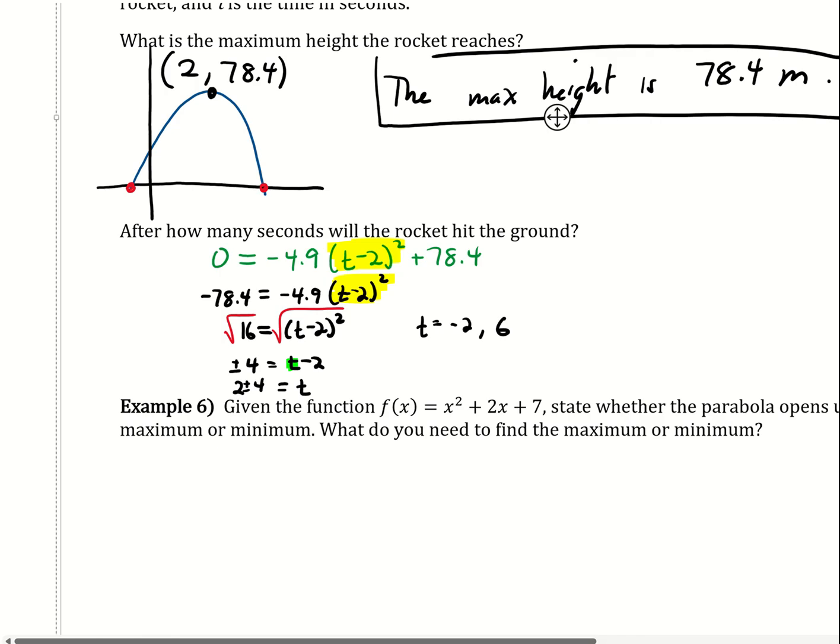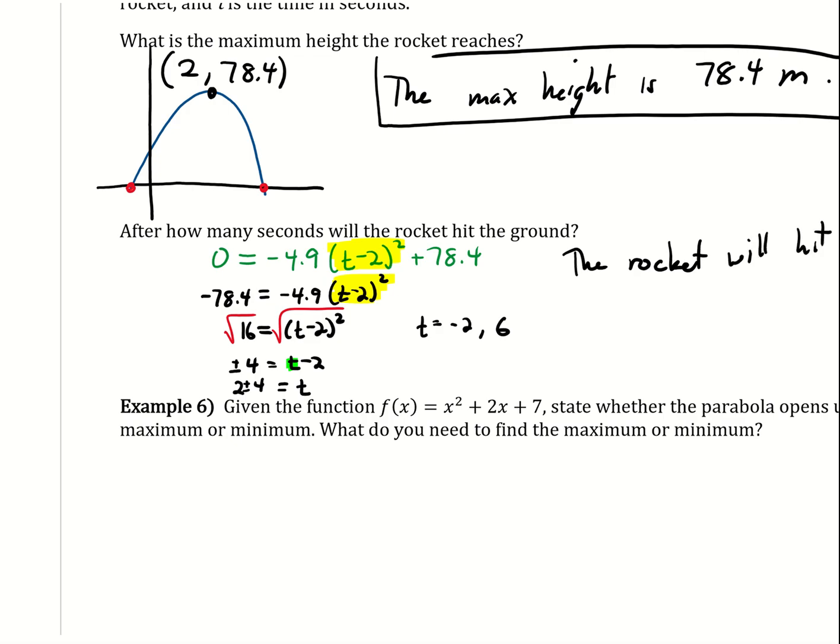Well, one of these doesn't make any sense because negative 2 would imply 2 seconds before the rocket was even launched, because t equals 0 would be the moment the rocket was launched. All right, so the rocket will hit the ground after 6 seconds. All right, so that's how we can take and apply these ideas we've been doing into word problems.